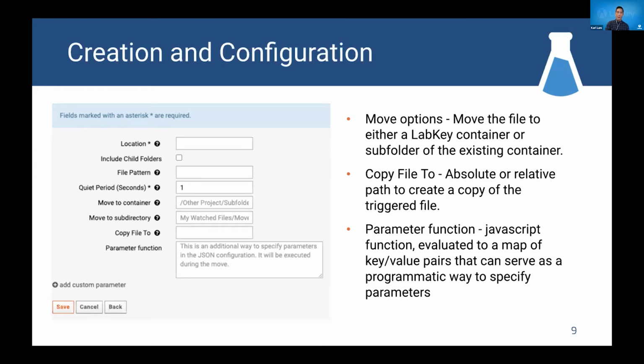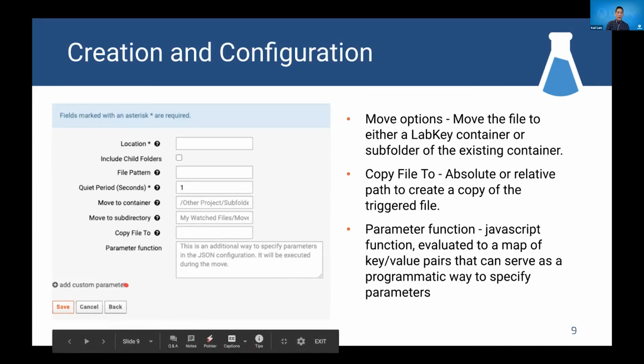One example of this is maybe you want to change the user that a file watcher is run on, depending on the incoming file. And there's actually an example of this scenario on the LabKey documentation site. It's basically a JavaScript function that is evaluated, and if it evaluates to a map of key value pairs, those are the parameter and the value you want to use that is substituted in.